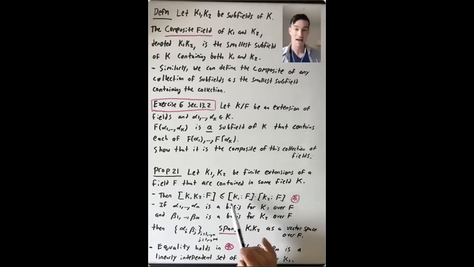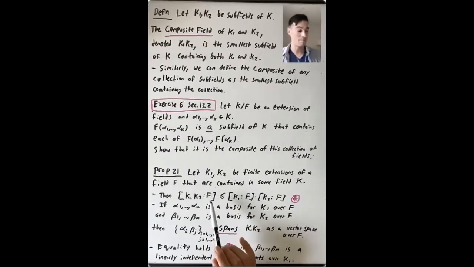Okay, so how are we going to think about this? Well, what is the degree of a field extension? It's the dimension of the bigger field as a vector space over the smaller field. So let's think about vector spaces. If we take alpha 1 up through alpha n to be a basis for K1 as a vector space over F, and beta 1 up through beta m as a basis for K2 as a vector space over F, then we can take the product of these elements, the alpha i's and the beta j's.